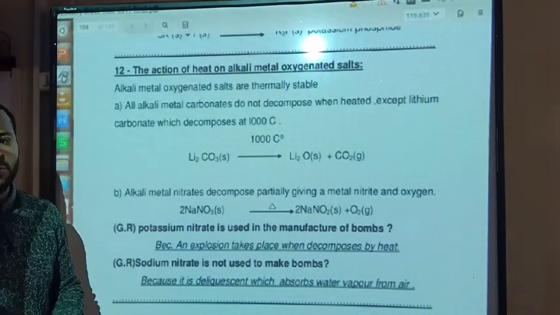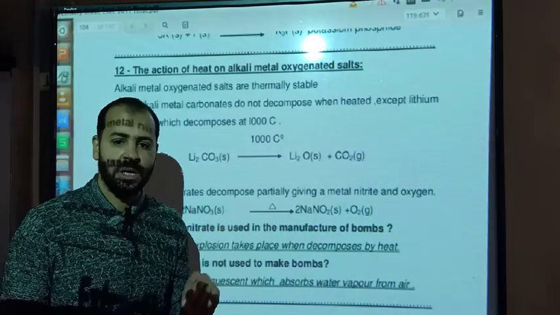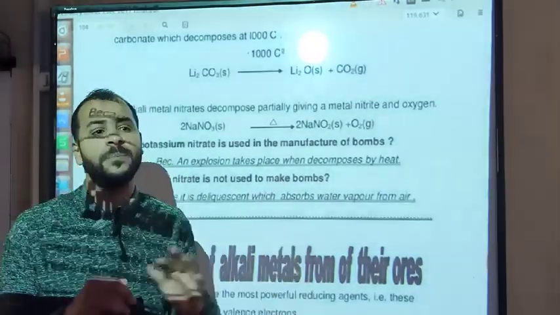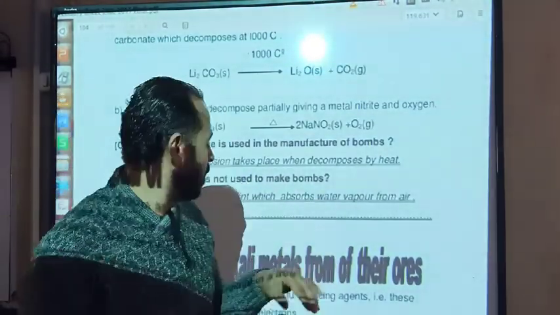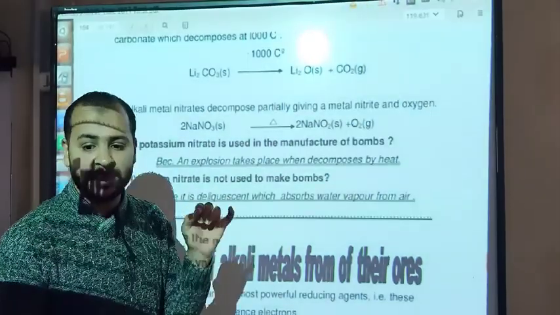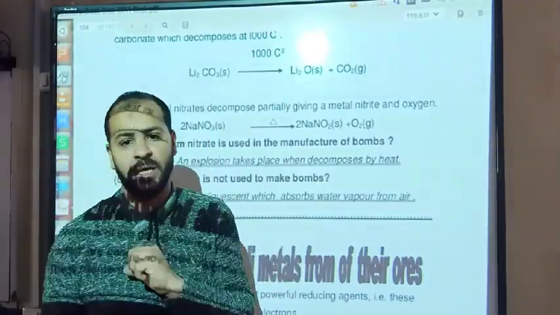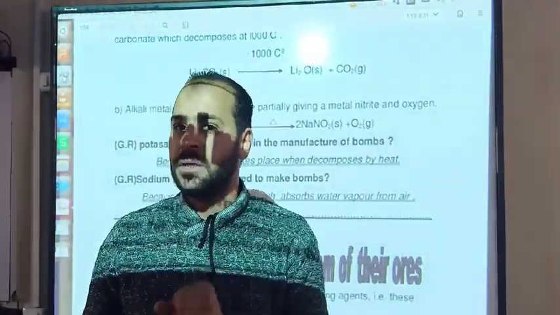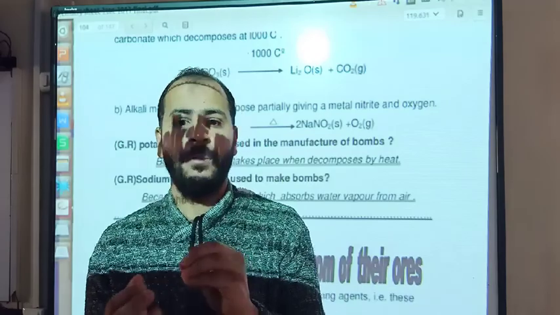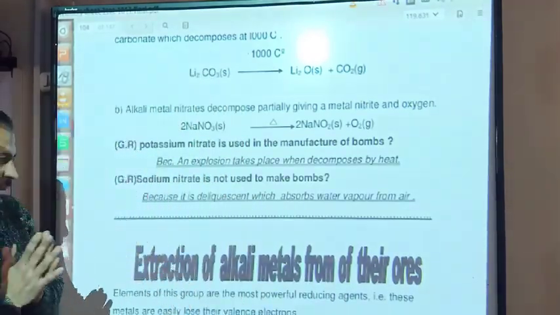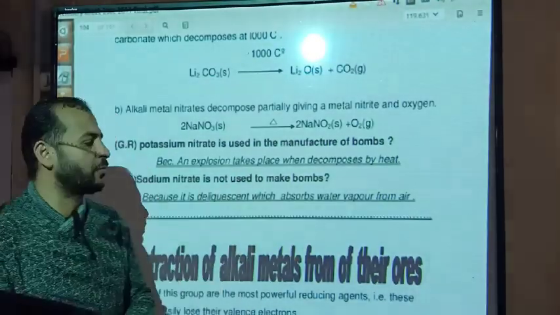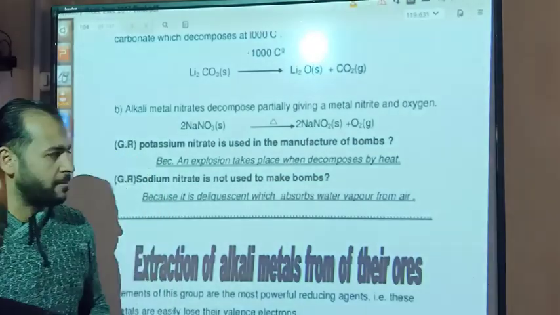Can we use sodium nitrate? No. Sodium nitrate can't be used in manufacturing of bombs. Why? Because it is a deliquescent substance. What is meant by a deliquescent substance? It is a substance that can absorb water vapor from air. So we can use it as a drying agent. It can dry any atmosphere from water vapor. Why? Because it is deliquescent. It absorbs water vapor from air, so it can't be used in making bombs.